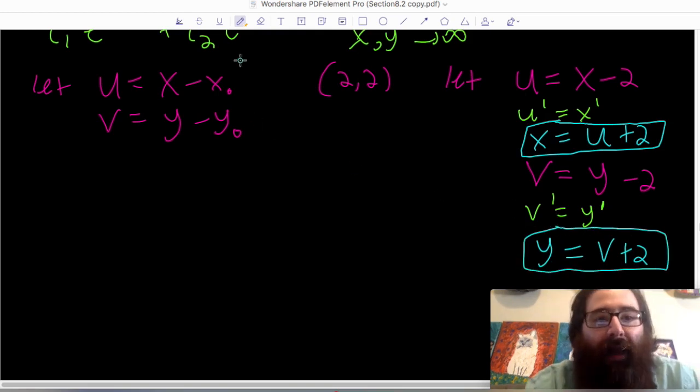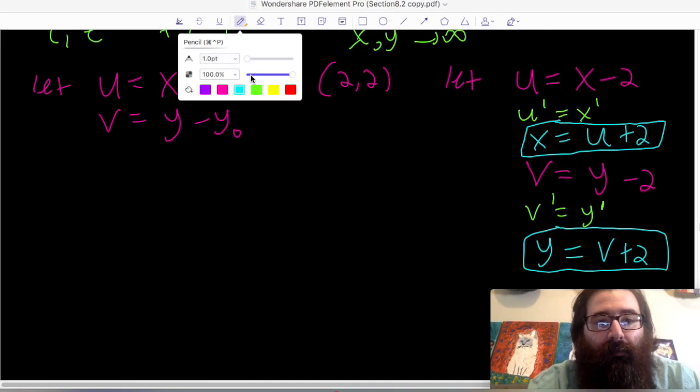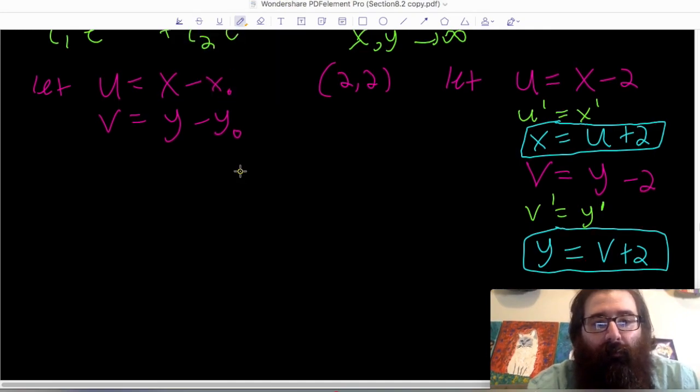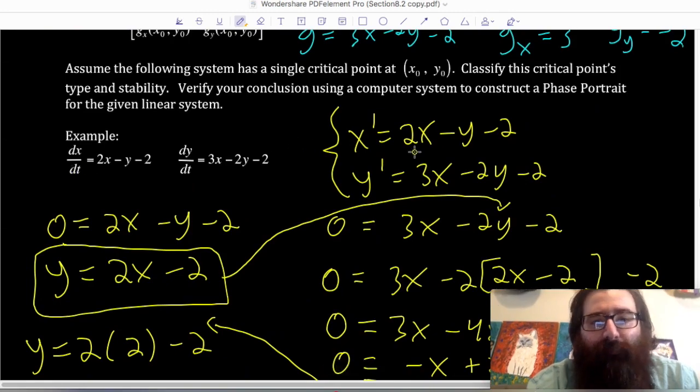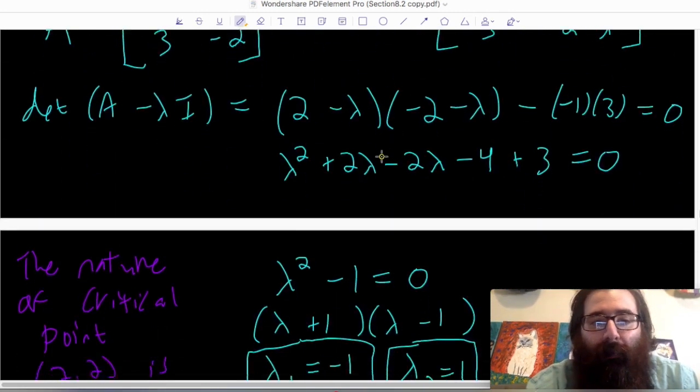Now let me go back to that initial system that we had. So here we had x prime equals 2x minus y minus 2.